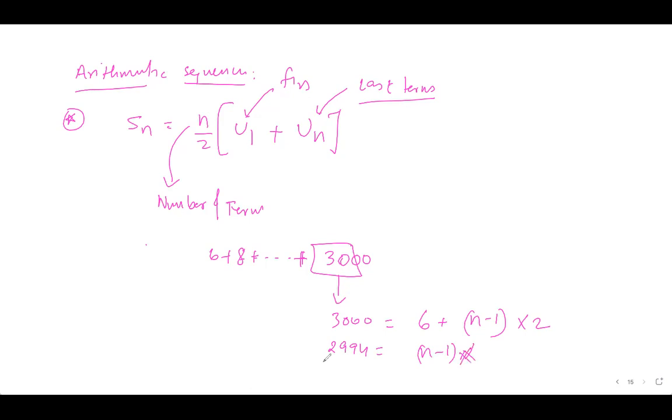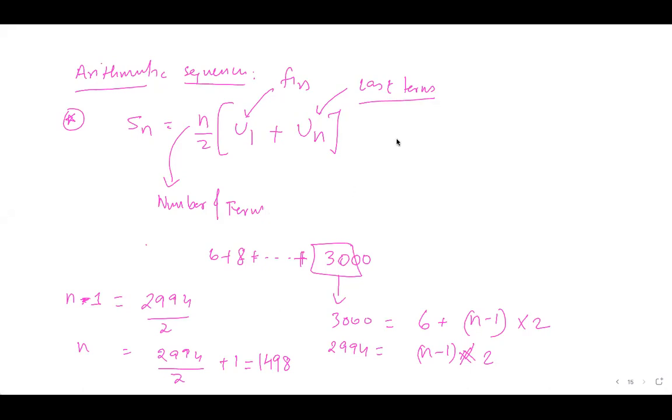If you divide, n minus 1 equals 2994 upon 2. So you get the number of terms. So n equals 2994 upon 2 plus 1. This is going to be the number of terms in this particular series, which comes out to be 1498.